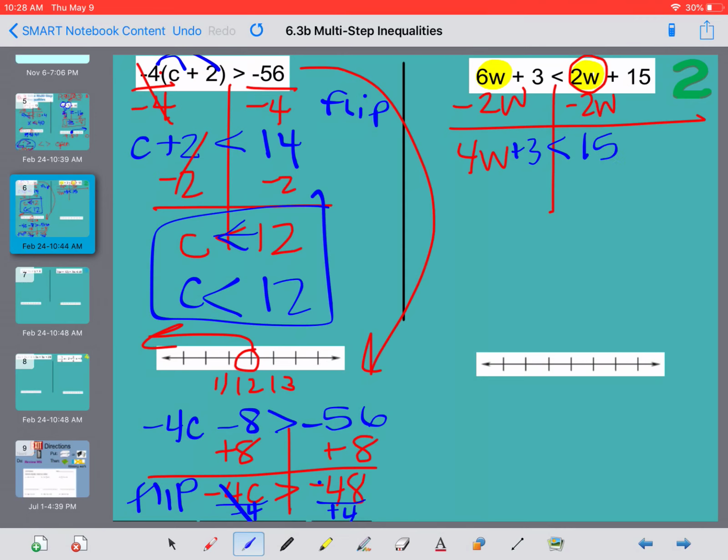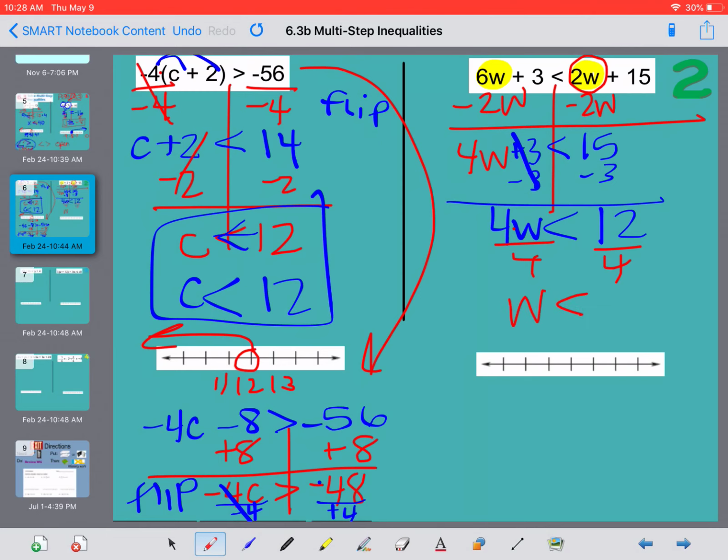And now this is just a two-step equation. Move our numbers all to the same side. We subtract 3. You could have subtracted 3 to begin with. That's fine. We have 4w is less than 12. And then divide by 4 on both sides. We get w is less than 3. I know I'm going a little bit quick, but feel free to pause the video if you have questions.